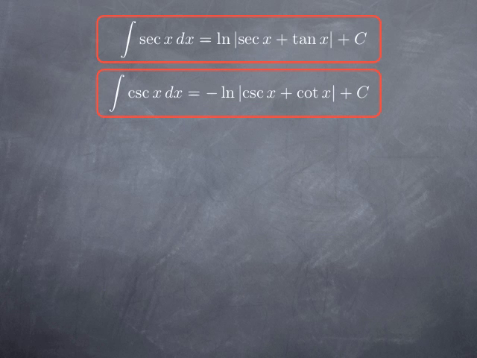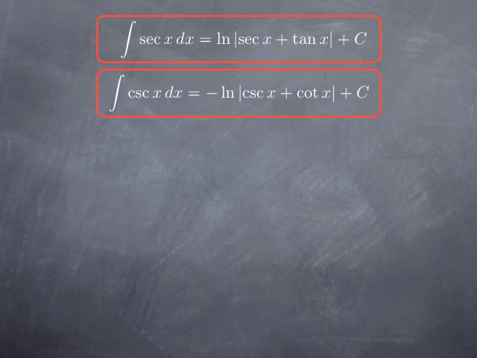To start with, let's take a look at the antiderivatives of secant and cosecant. I'm just going to give you the formulas and we're going to verify at least one of them. An antiderivative of secant is given by the natural log of absolute value of secant x plus tangent x. That's up to a constant. Similarly, an antiderivative of cosecant x is given by negative natural log of absolute value of cosecant x plus cotangent x, up to a constant.